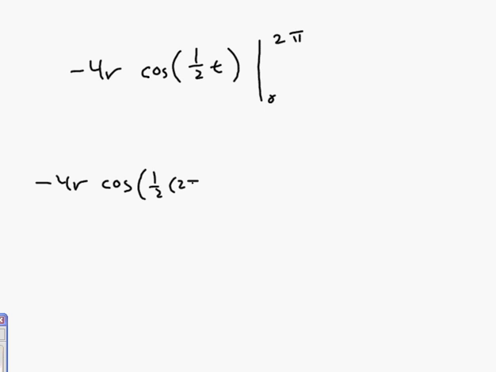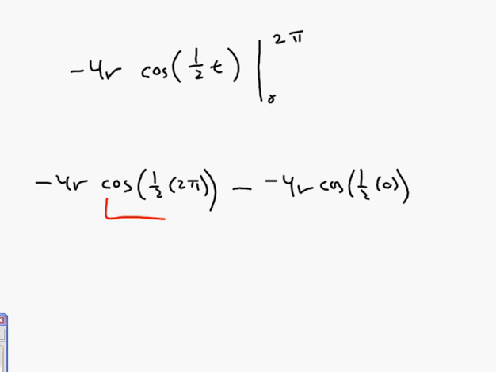Okay, so we're ready now, because if we just combine, we'll do a little bit of multiplying there. We get negative 4r cosine of 1/2 t evaluated from 0 to 2 pi. And the rest is just calculations. So negative 4r, we're going to plug 2 pi in first. We're going to have cosine of 1/2 times 2 pi minus negative 4r cosine of 1/2 times 0. And look and see what happens here. Surprisingly simple answer. Everything's done.